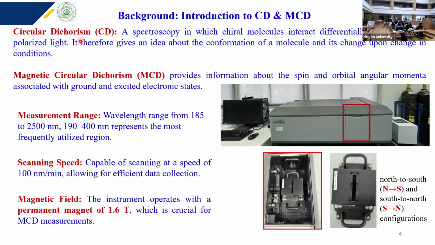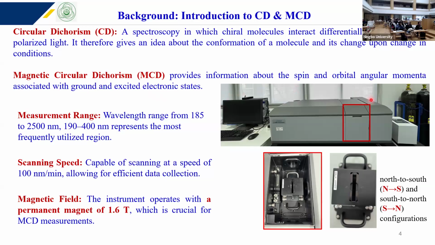Let me first introduce the CD and MCD. CD is circular dichroism. It's a spectroscopic technique in which chiral molecules interact differently with circularly polarized light. It therefore gives an idea about the conformation of a molecule and its change upon changing conditions. And the MCD provides information about the spin and orbital angular momentum associated with ground and excited electron states.